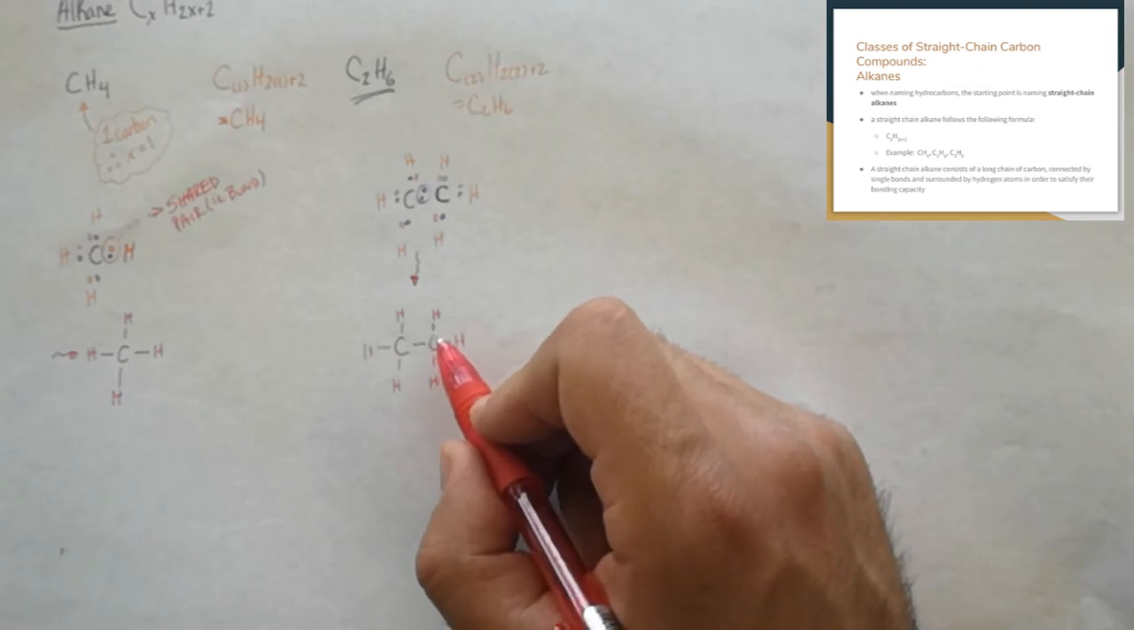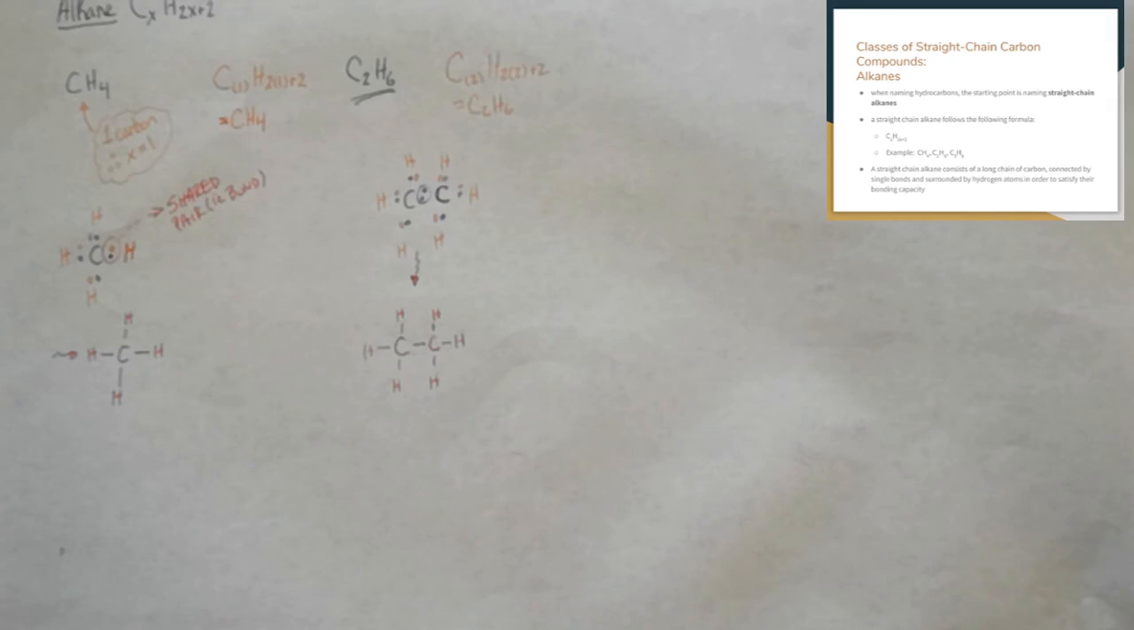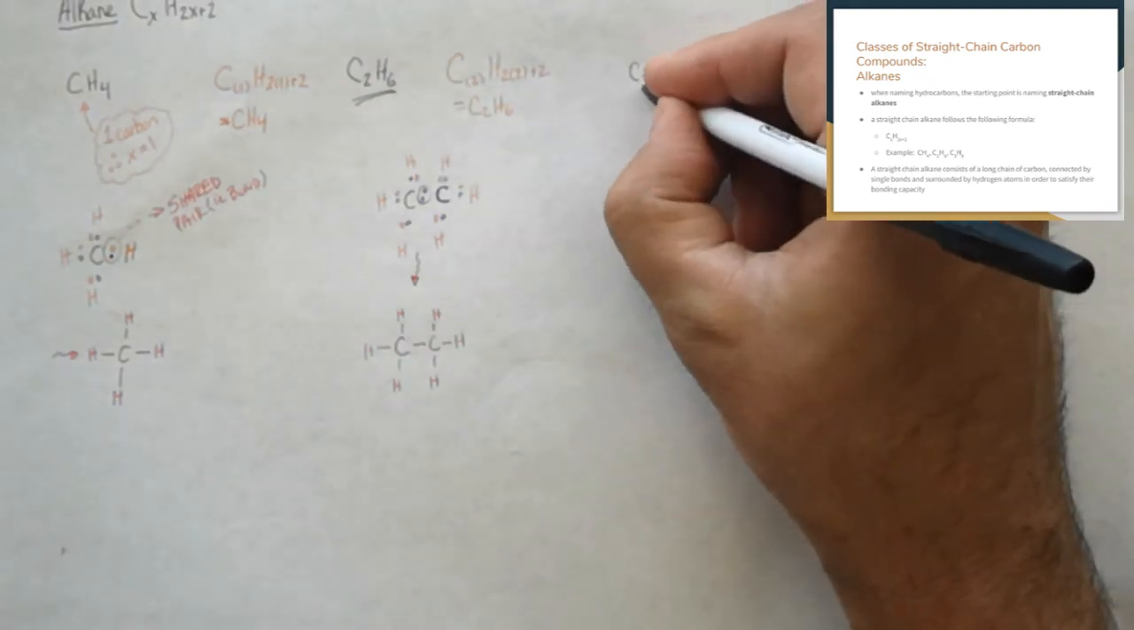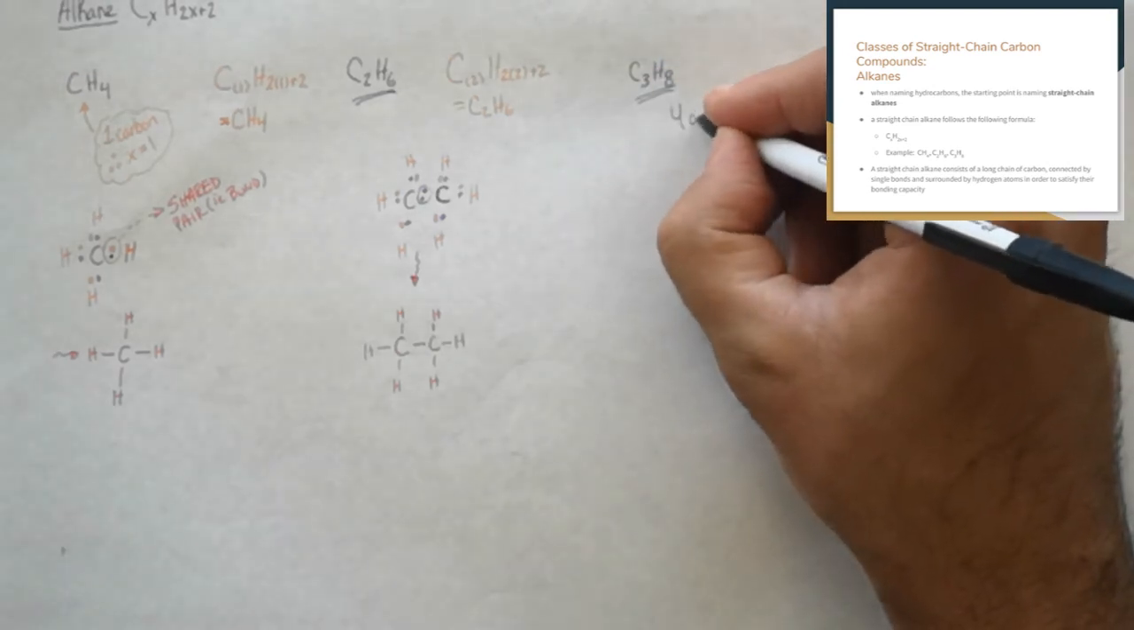Always check your work. Every carbon should have 4 chemical bonds, no more, no less. Every hydrogen should have 1 chemical bond, no more, no less. Always review your work before you proceed. Now I want you to try and draw C3H8, propane, on your own.